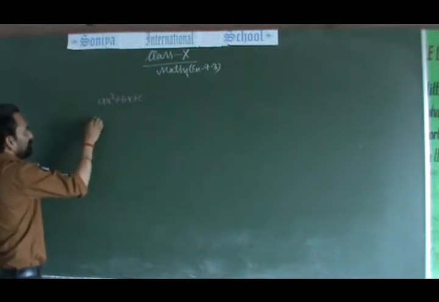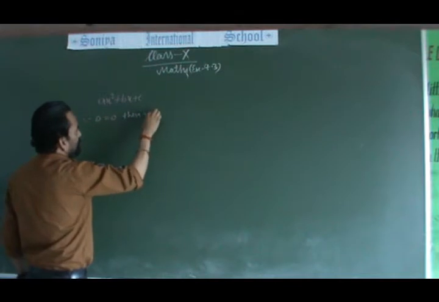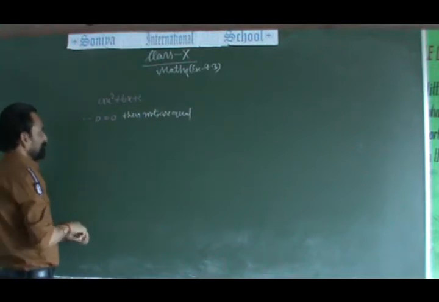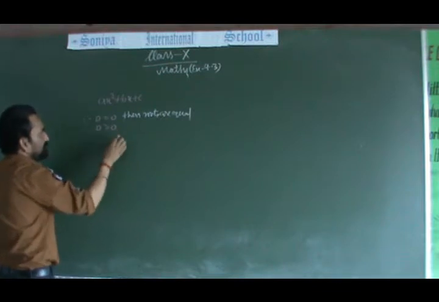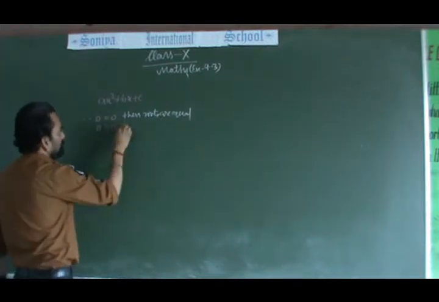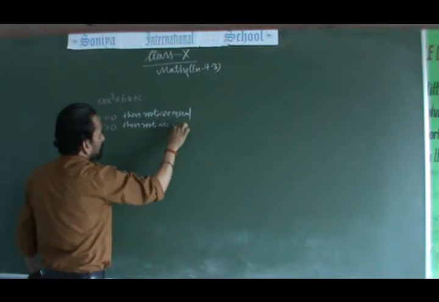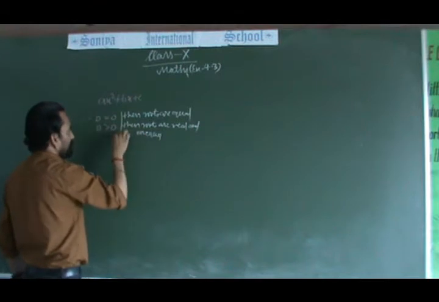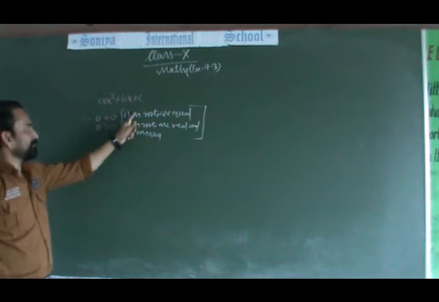If d is equal to 0, then roots are equal. And if d is greater than 0, then roots are real and unequal. In these two cases only, we find the value of roots because they are real.